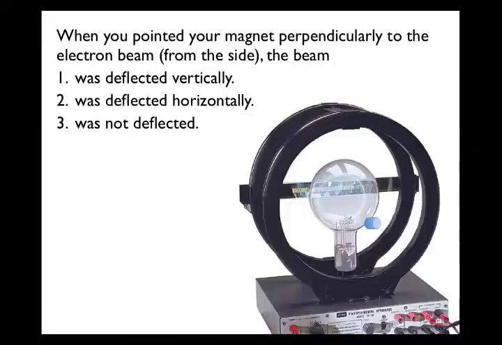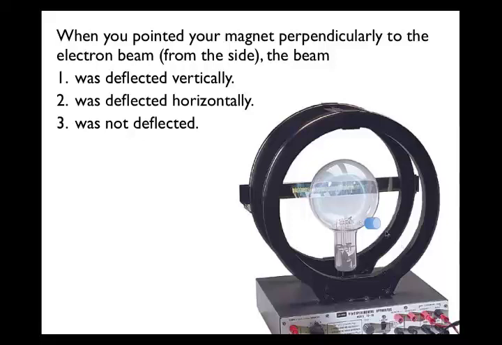Alright, so some questions about the exercise you completed in lab involving these E over M apparatus. When you pointed your magnet perpendicularly to the electron beam, so this is supposed to be a bar magnet held at the side of the apparatus, was the beam deflected horizontally, that is, in the plane in which the magnetic field is lying? Was it deflected vertically, or was it not deflected at all? Hopefully, everyone was able to observe that it was in fact deflected vertically.